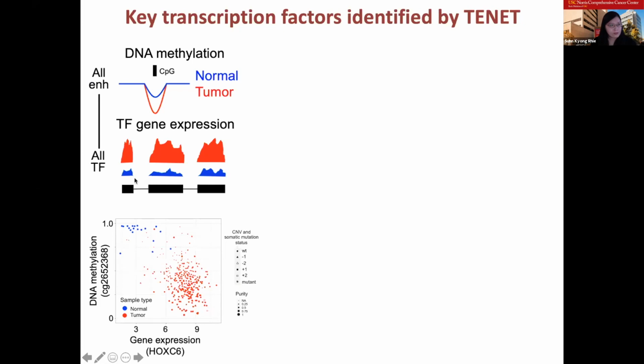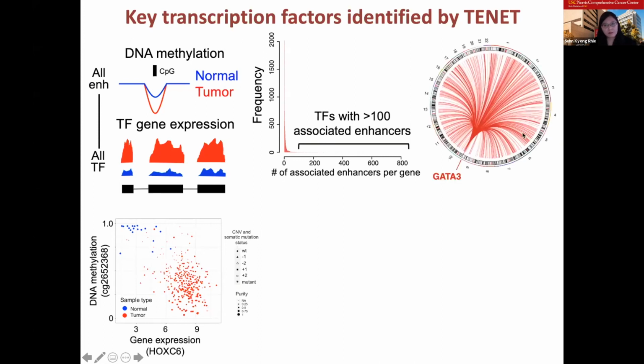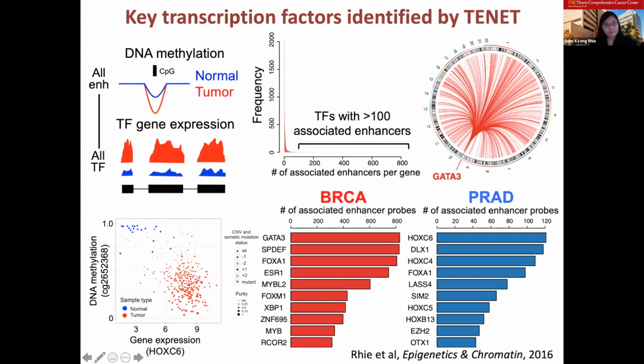We perform this analysis for all enhancers and all TFs, and then we generate thousands of those scatter plots and analyze them. Then we combine the analysis, and we found that a subset of transcription factors, a very small set, are actually linked to those cancer-specific enhancers. When we visualized it, we generated a circos plot here. For example, GATA3 for breast cancer is known to be looped to many cancer-specific enhancers here. And we found that not only GATA3, but also SPDEF, FOXA1, and ESR1, estrogen receptor, which are known to be very important for breast carcinogenesis, are identified.